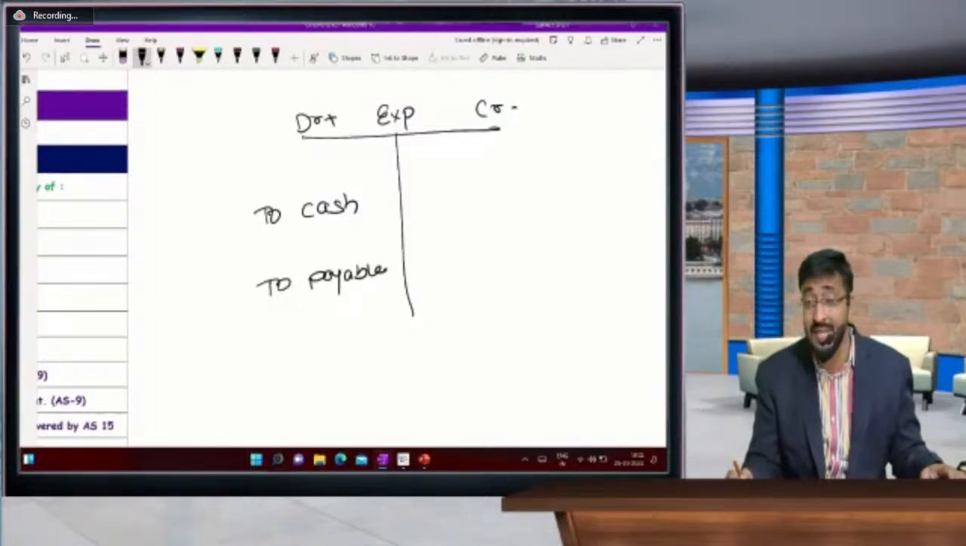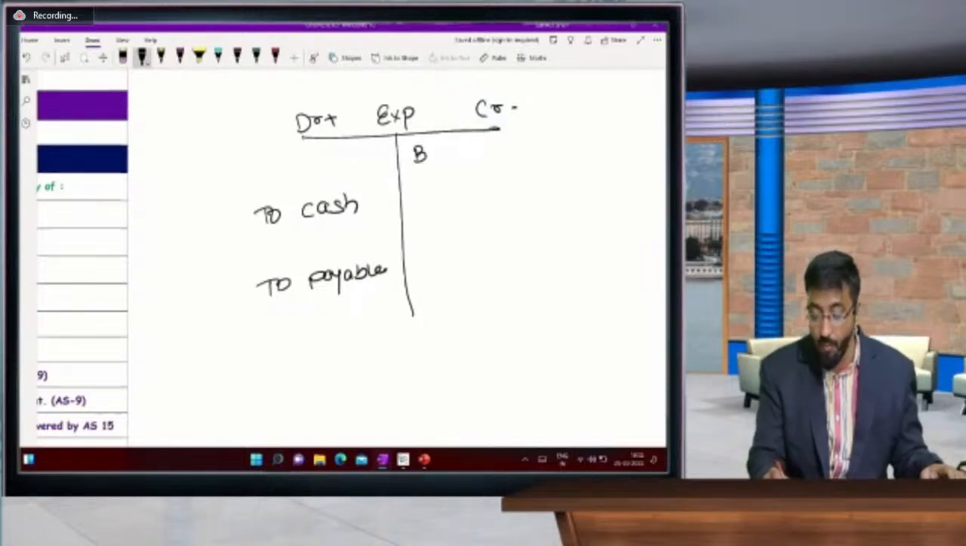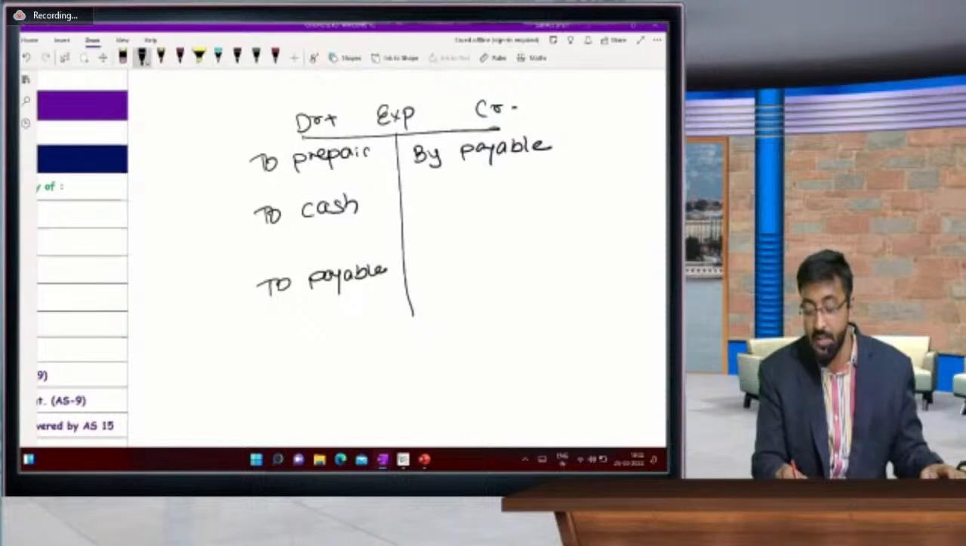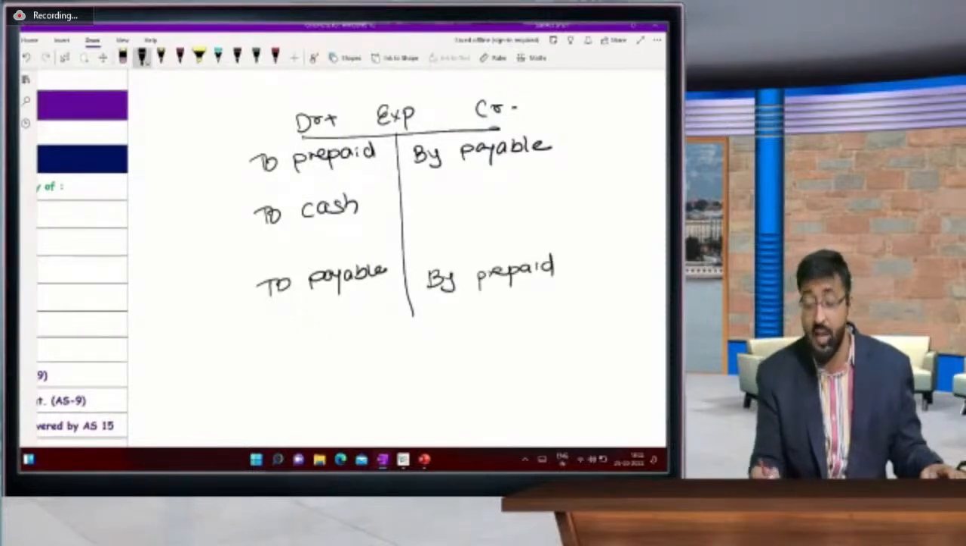Yesterday you saw the interest account. In the interest account, we calculated to payable and to cash. Friends, the opening payable we are going to cancel over here. Today I am going to tell you about prepaid expenses on the debit side, and on the last line of the credit side, by prepaid expenses. This will help you calculate the balancing figure, which is called by P&L.